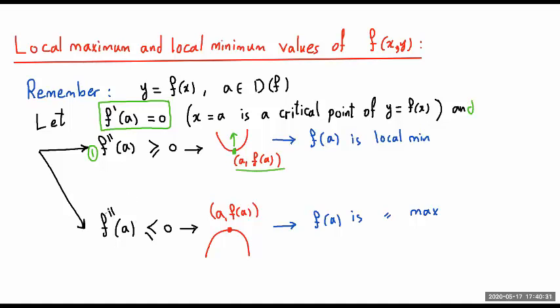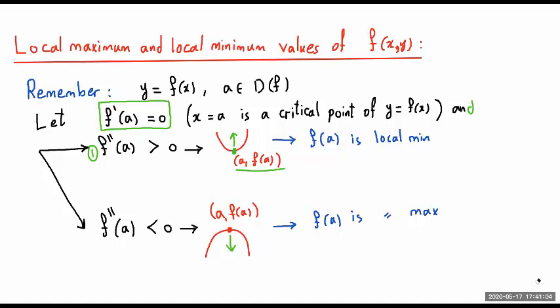But if the second derivative is smaller than 0, so the concavity is down and f(a) is a local maximum. Let's suppose here that it's strictly bigger than 0, and here strictly smaller than 0. So we will do something similar to find extreme values for a function in two variables.